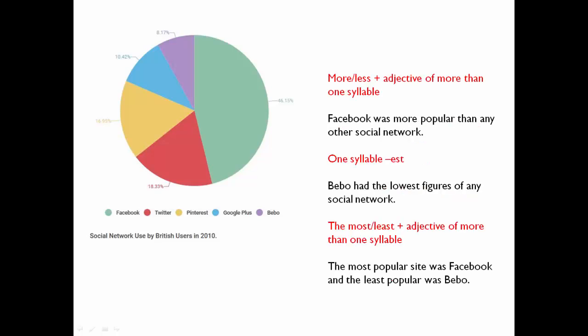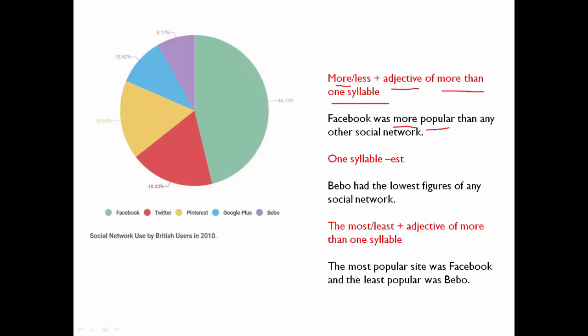Here are the other three structures for making comparisons. Facebook was more popular than any other social network. So more plus adjective, then than any other social network. This popular has more than one syllable, so we don't add er to the end of it. We say more popular or more beautiful or more attractive.